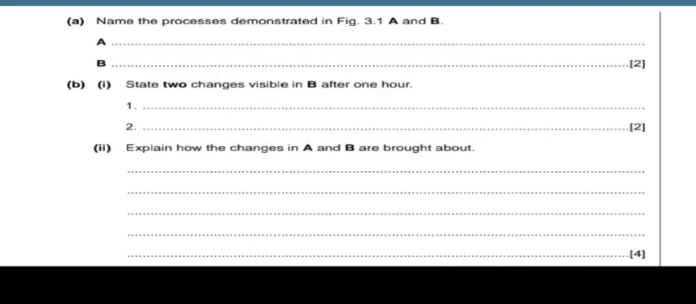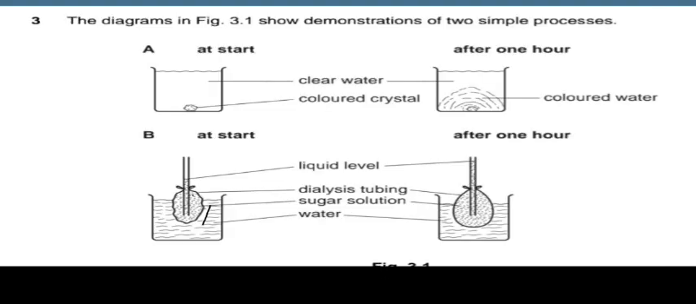For Roman numeral number 2, it is saying, explain how the changes in A and B are brought about. So let me start with A. A, we have said that it is diffusion, and B, we have said it's osmosis. Now, as you can see here, colored crystal is highly concentrated. So you're going to find that this colored crystal can be anything like a dye molecule. When I say dye molecule, I mean this spelling for dye molecule, not diatomic, but the dye molecule.